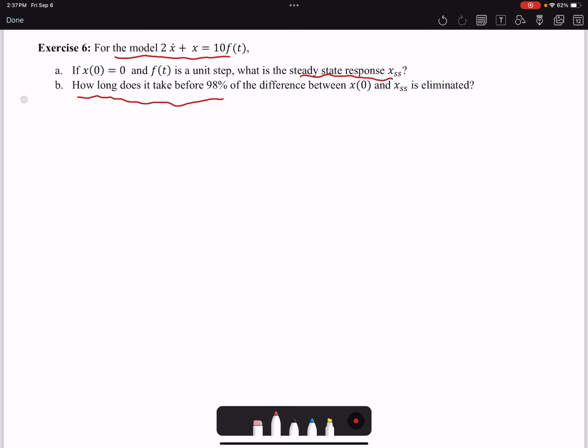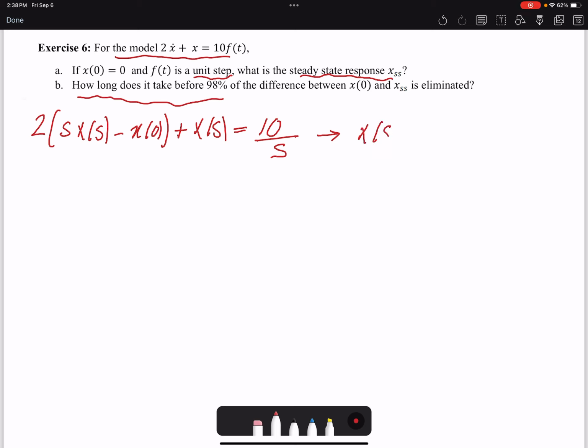So for our function, we have 2s Xs minus x naught. It's 0 here, but we need to incorporate it. Plus Xs equals 10, and then we have a unit step function, so it would be just 10 over s. Rearranging our equation, I have Xs equals 10 over s times (2s plus 1).